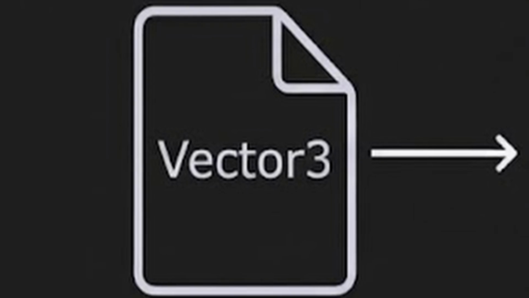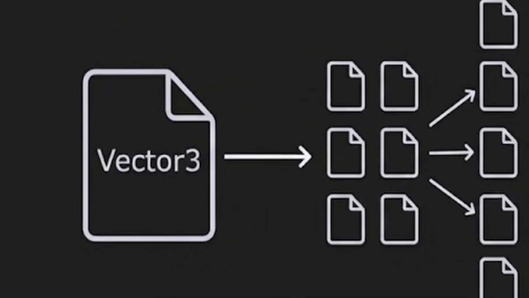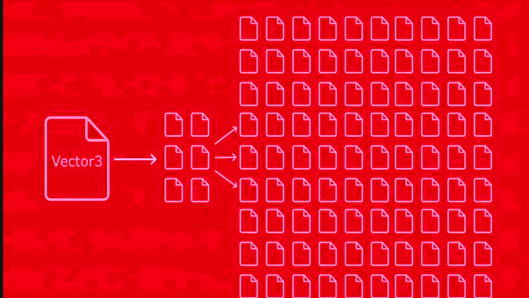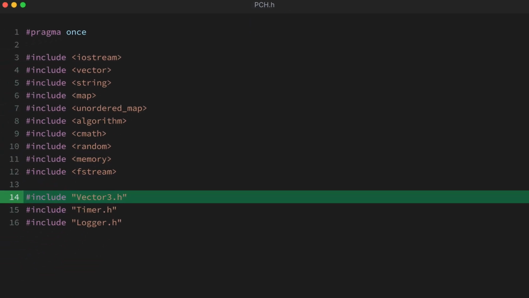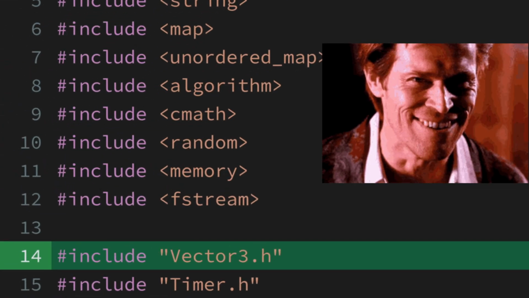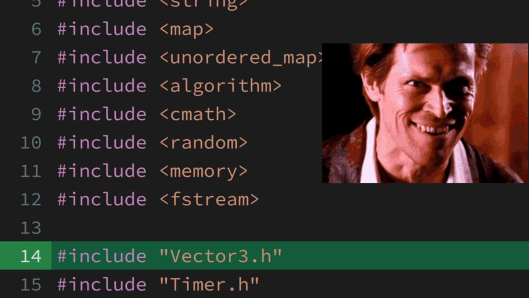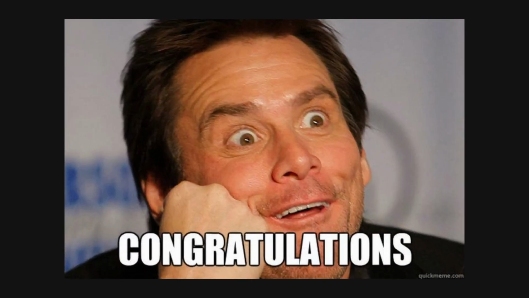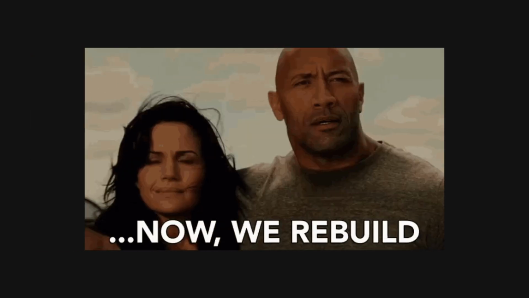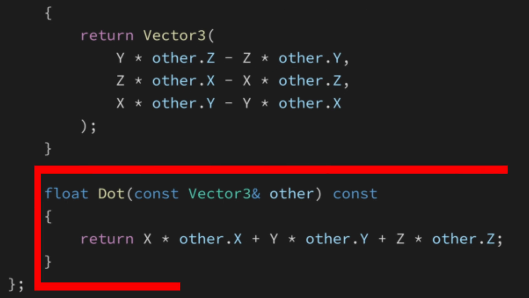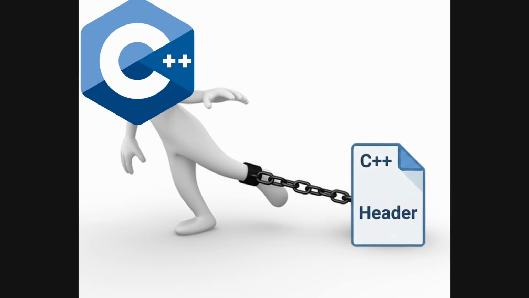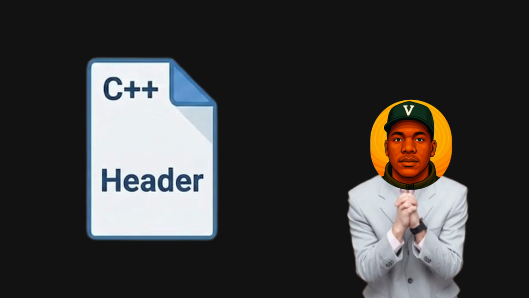Nope. Now, every file that includes the vector3 is suddenly marked as dirty and has to be recompiled. And if that vector3 header is inside your pre-compiled header file, congratulations. Now your entire project is marked as dirty and the compiler basically says, yeah, we're rebuilding everything from scratch. All of that from just one tiny change. Header files are holding C++ back. Please, please remove them.